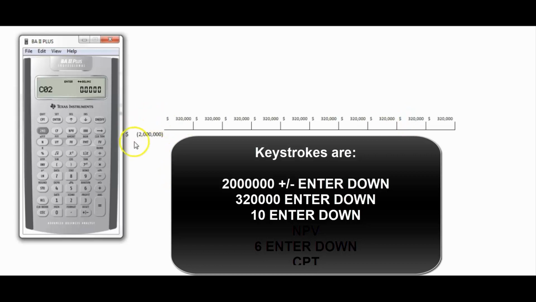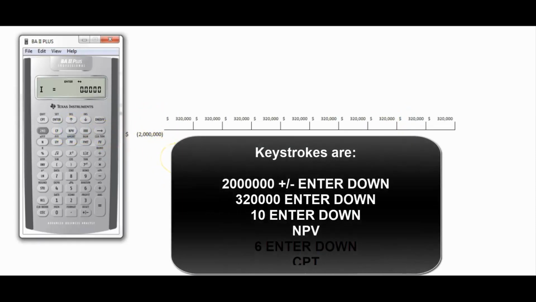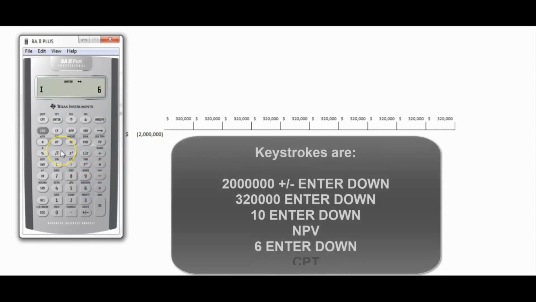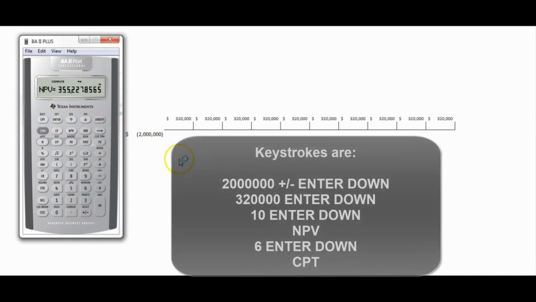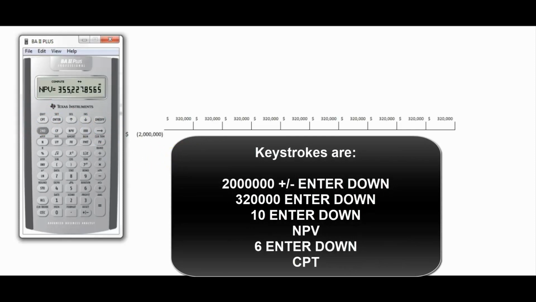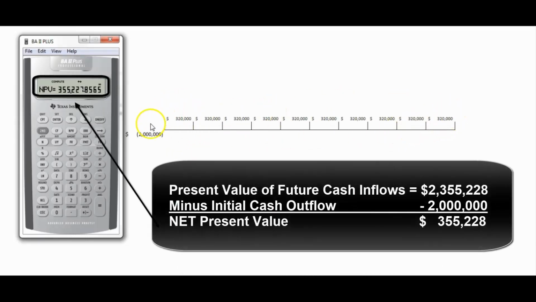Let's have it do that arithmetic we just did by hand. So we go into NPV and it says, well, what interest rate do you want me to use? We say 6%. Enter, down. And then we hit this compute button and it tells us that the net present value is $355,227, which is what we expected. We knew that these things were worth $2,355,000 and we had to spend $2 million to get them. So our net present value is $355,000. We do the project.